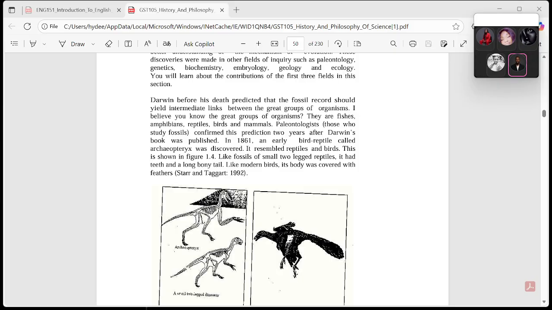Let's talk about paleontology. Paleontology: the discovery of intermediate links, such as a bird reptile that was known as the Archaeopteryx. The Archaeopteryx confirmed Darwin's prediction and extended the known theory. Please know the spelling of those things. I think I dropped them in the summary, under paleontology, Archaeopteryx.